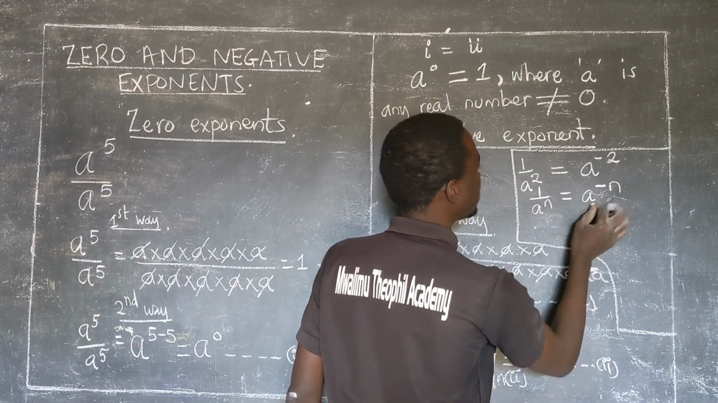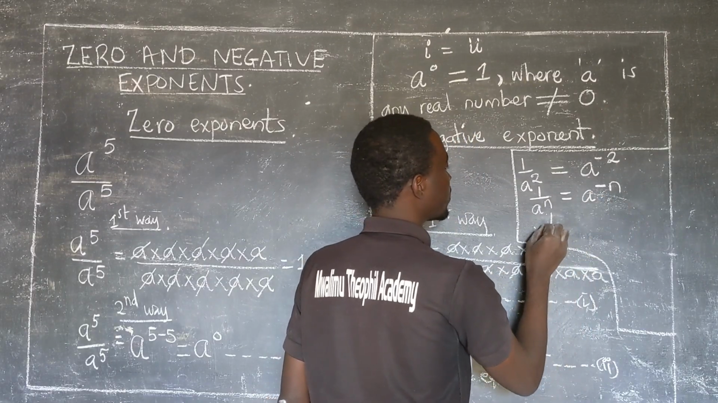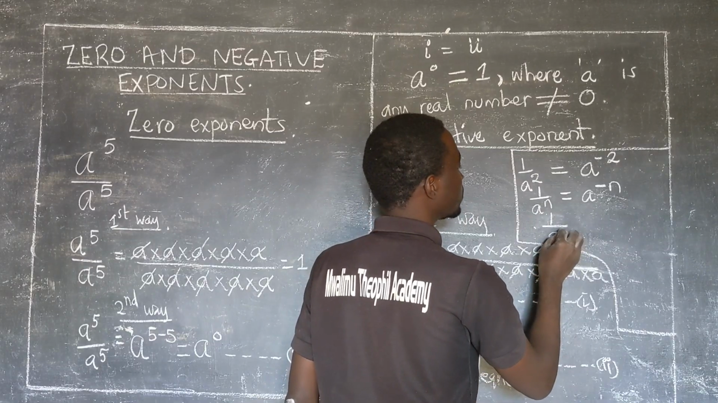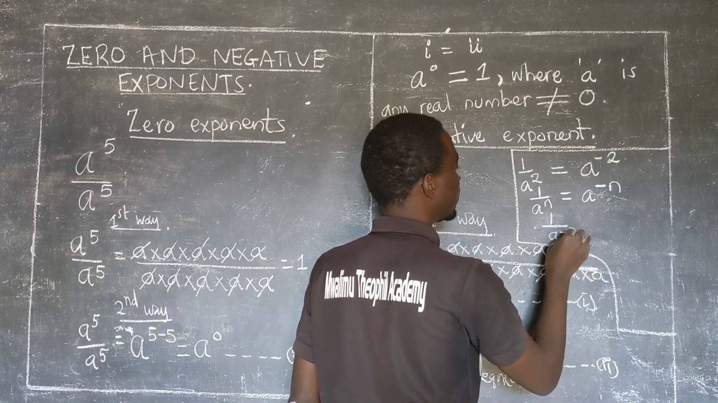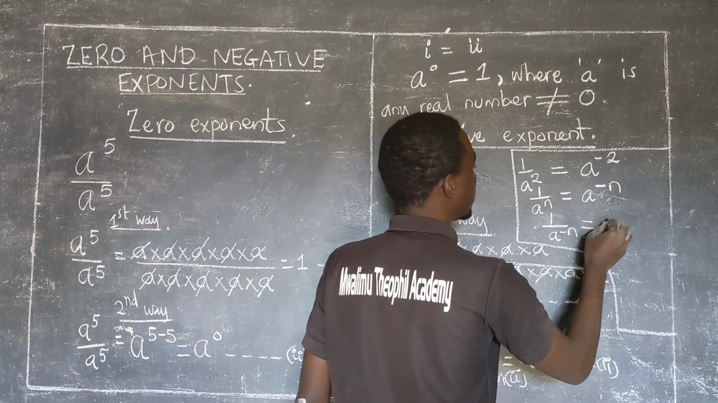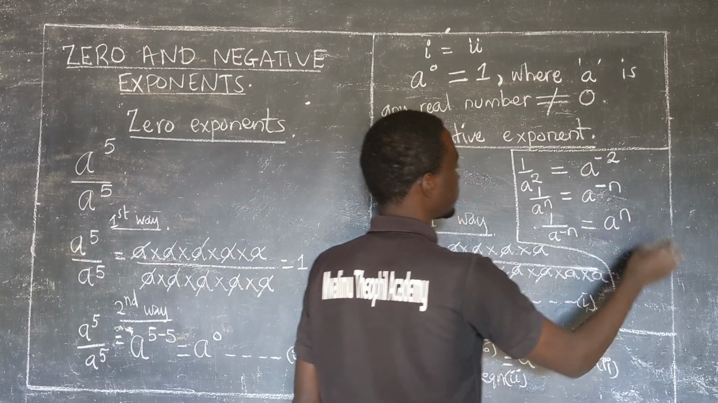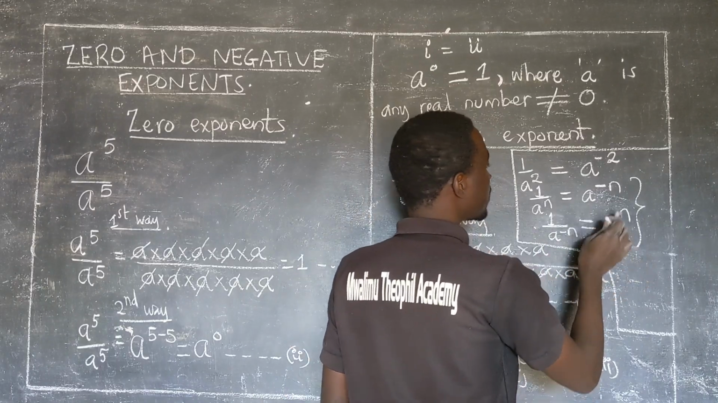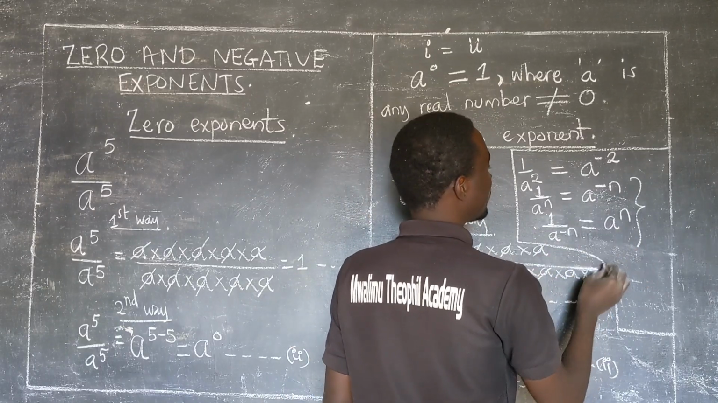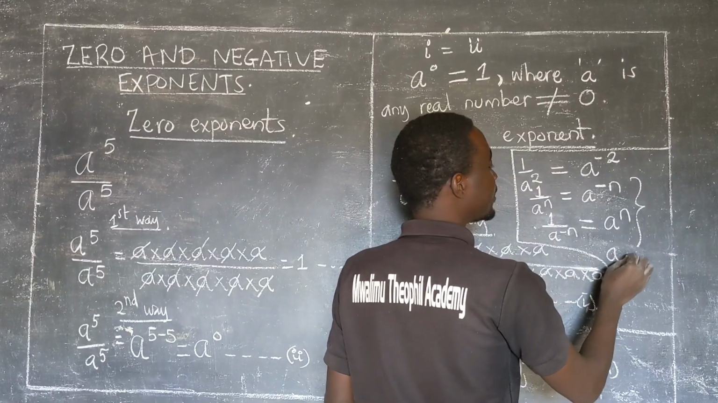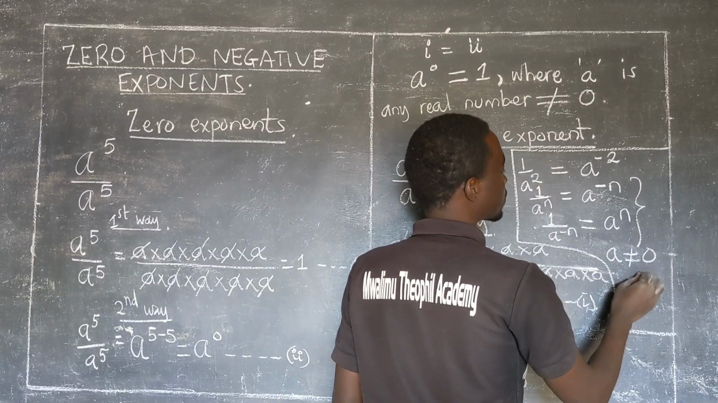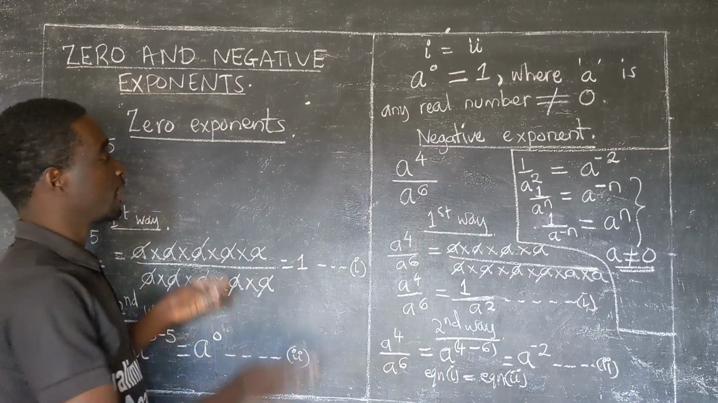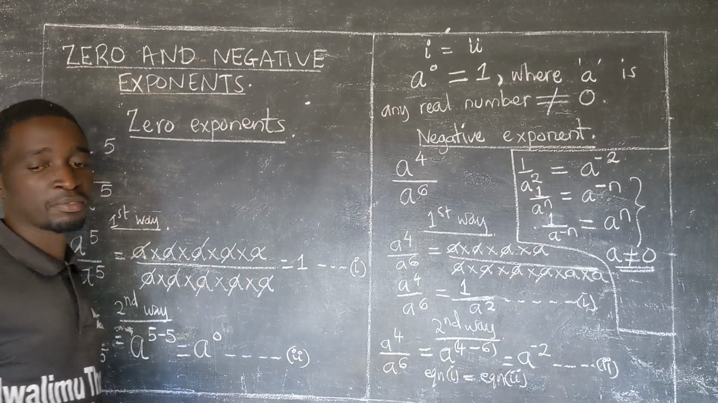Also from this same equation, it is true to say that 1 over a raised to negative n is equal to a raised to n. These two equations will be true if n is a real number but a is not equal to 0. After this introductory part, let's see various examples.